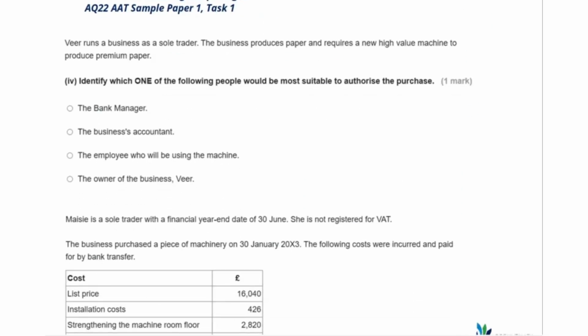Veer runs a business as a sole trader. The business produces paper and requires a new high-value machine to produce premium paper. Identify which one of the following people would be most suitable to authorise the purchase. So we're looking at most suitable here. So we've got the bank manager. They wouldn't be authorising things on a day-to-day basis. The business's accountant, again, only looks at the accounts on a larger scale and gives advice to the business owner. The employee who will be using the machine is unlikely to have that level of authorisation, so it will be Veer, the owner of the business.